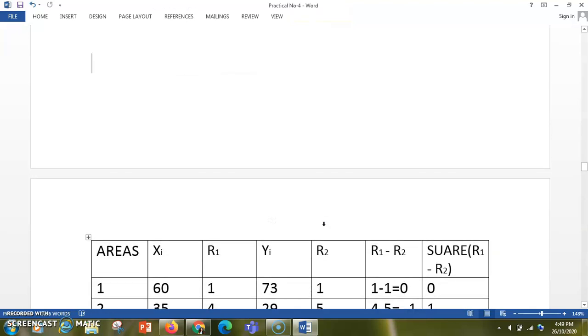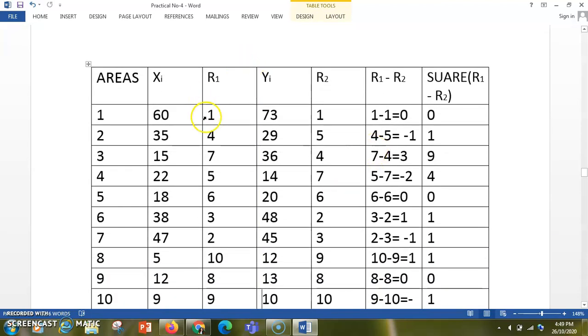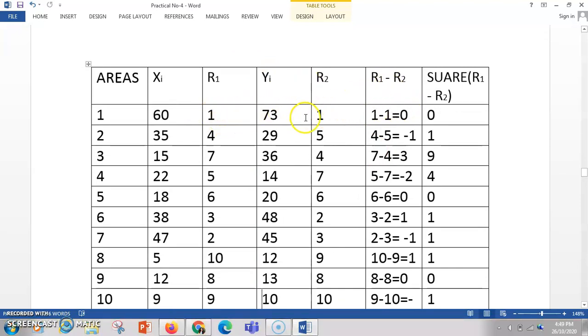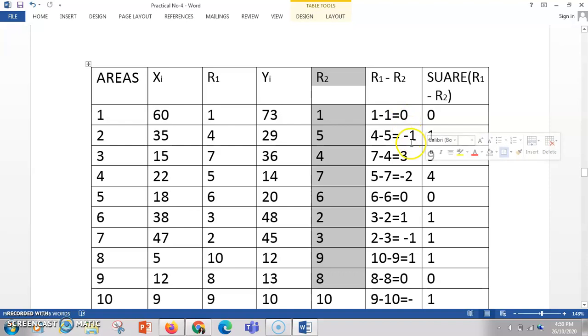Now in the next column we are going to subtract R1 minus R2. Here R1 is 1 and R2 is 1, so 1 minus 1 is 0. R1 is 4, R2 is 5, so 4 minus 5 is minus 1. R1 is 7, R2 is 4, so 7 minus 4 is 3. Like that we are going to subtract R2 from R1 for all the values. These are the final values we get: 0, minus 1, 3, minus 2, 0, 1.